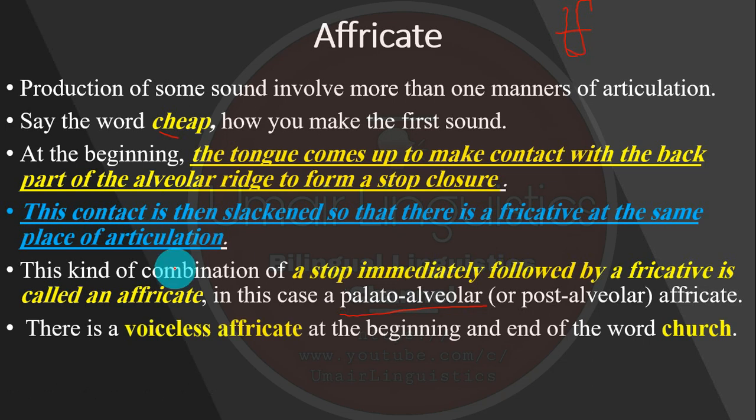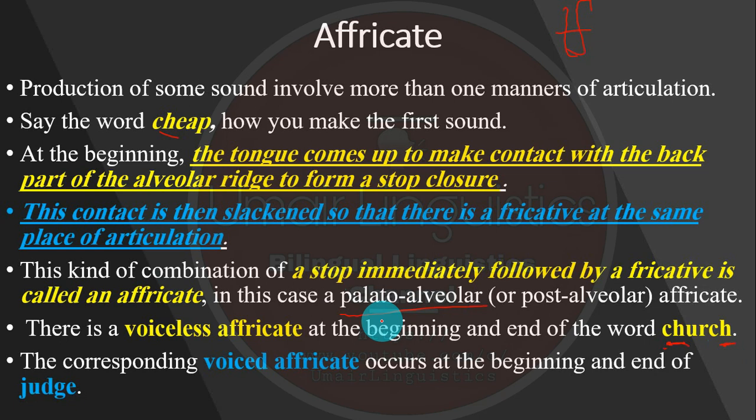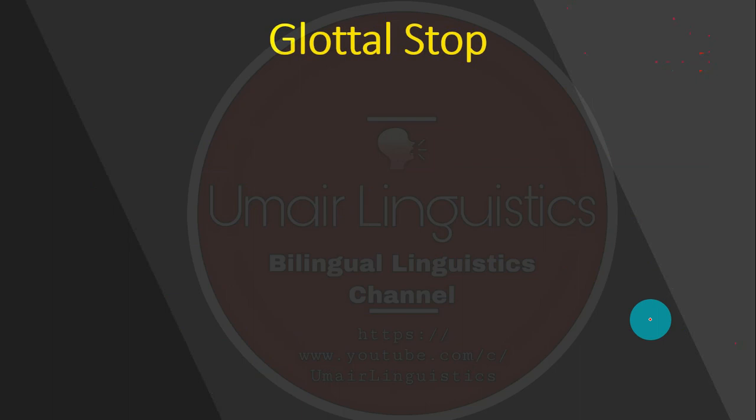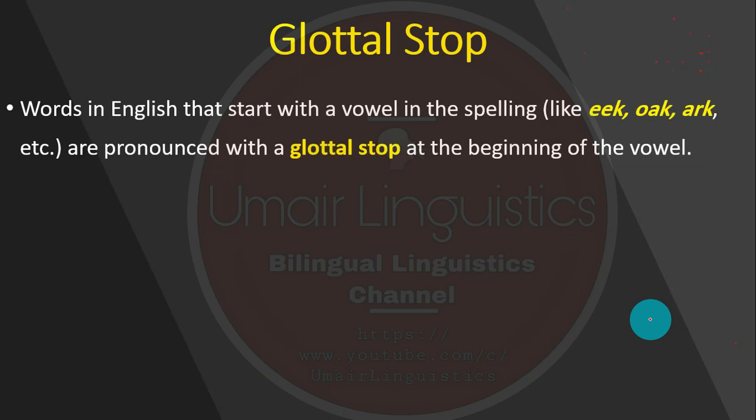This is the voiceless affricate, which occurs at the beginning and at the end of the word church, and there is a corresponding voiced affricate which has this symbol, judge, at the end and at the start of the word judge. So this is a voiced affricate and has the same position. Then we have a glottal stop.